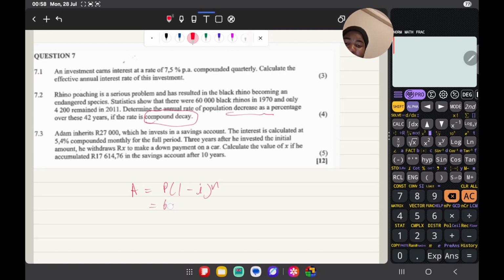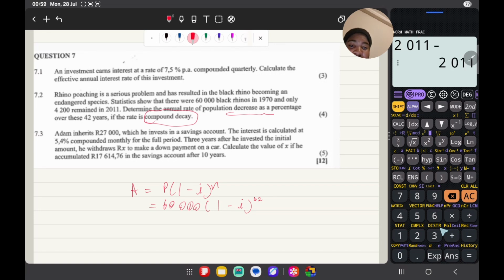Yeah, so we had 60. This is going to be 60,000 times (1 minus i). This is the i we're looking for. And then n is what, from 1970? They said 42 years, so I'm going to take it as 42 years also. 42, let me actually confirm.